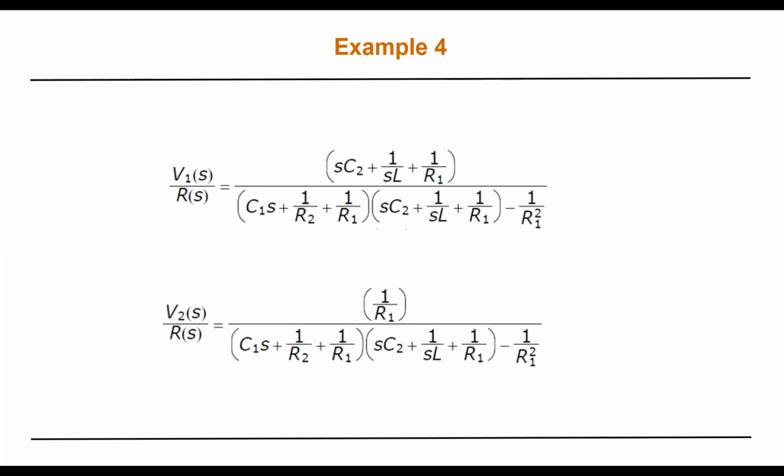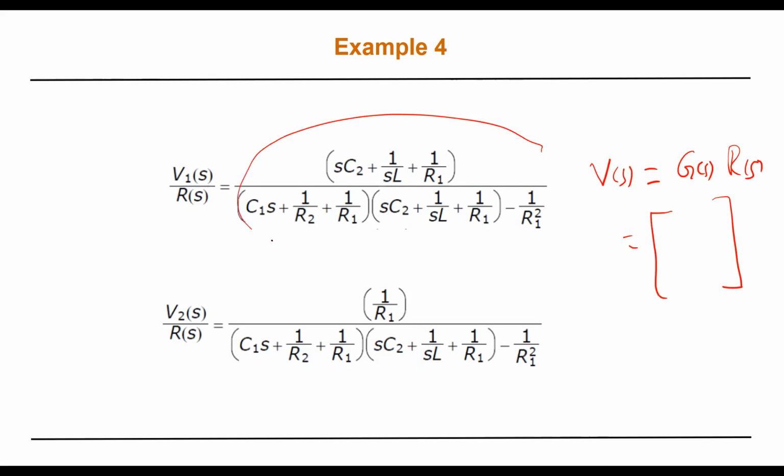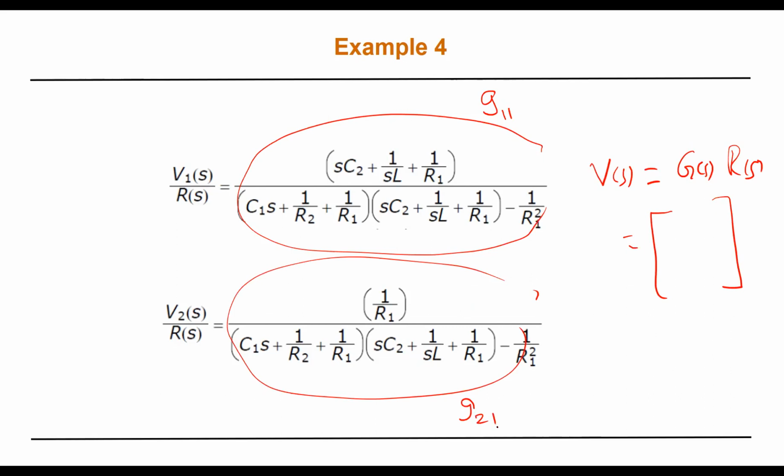So basically, what we have in here, you can write the V of S in a matrix format. Okay, let's say G of S, R of S, where the G is going to be, let me call this one G1, 1, and this one G2 and 1. So I will have G11, G21, R of S, and this is V of S. This is in a matrix format.